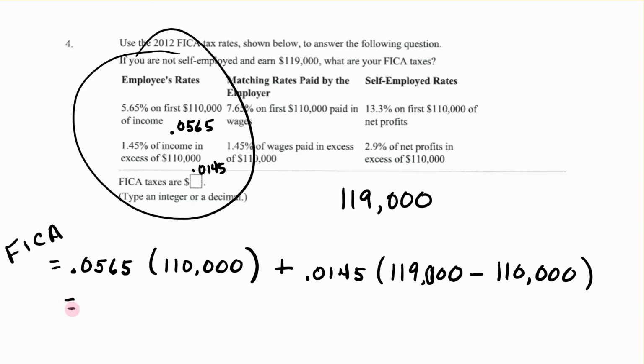Once again, you can just type this into your calculator, and it is $6,345.50. This is a government mandatory retirement plan, so that when you get to a certain age, you can actually draw on this. There are a few professions that you don't have to pay into this, but not very many. All right, let's look at another one.